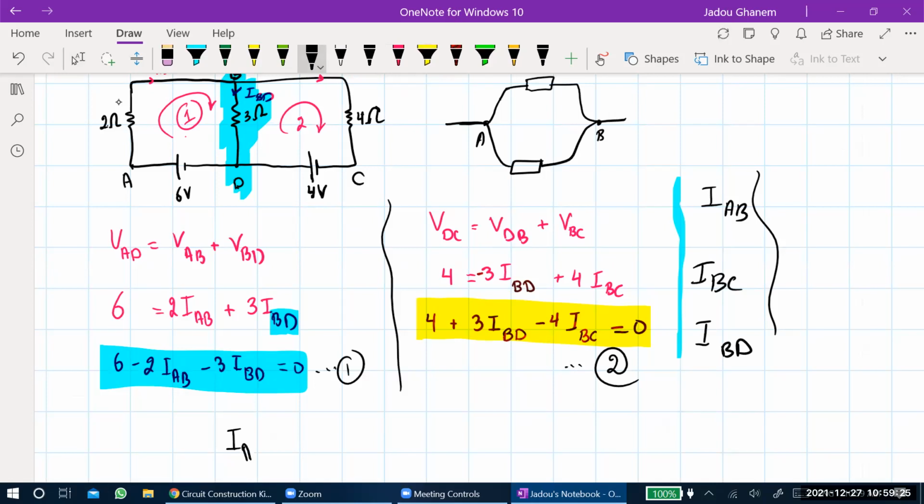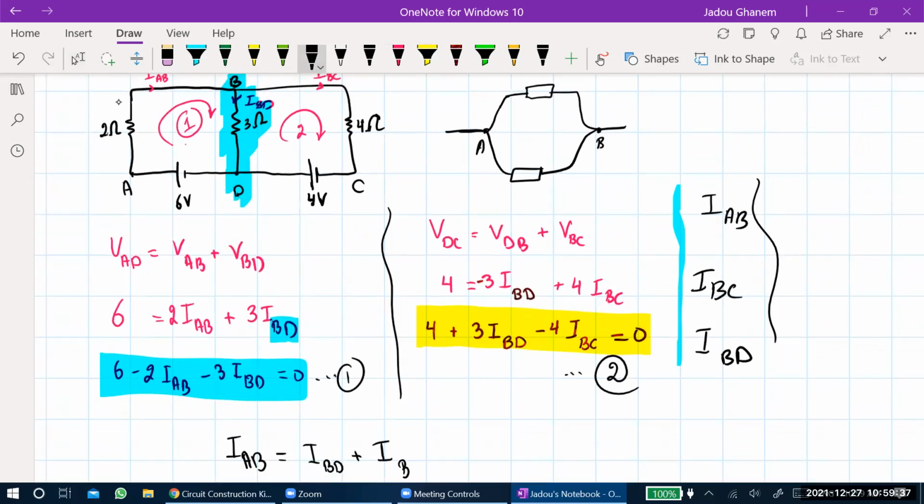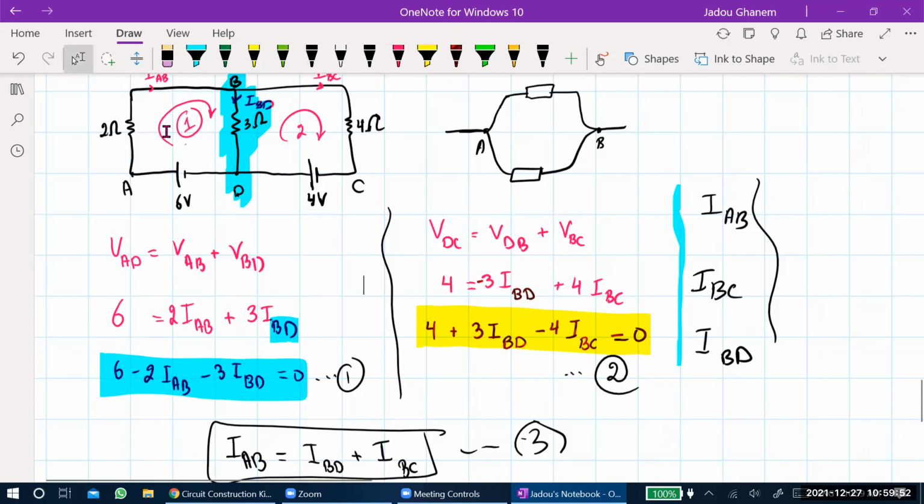Perfect. So the third equation will be IAB equals IBD plus IBC. So right now there are three equations, three unknowns. Do you expect that these equations are hard to solve or not? No, I don't really have a hard time solving equations. That's okay. Now I have to find IAB. And we know that the resistor value is 2.